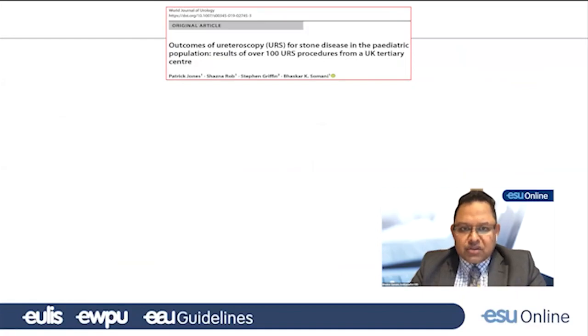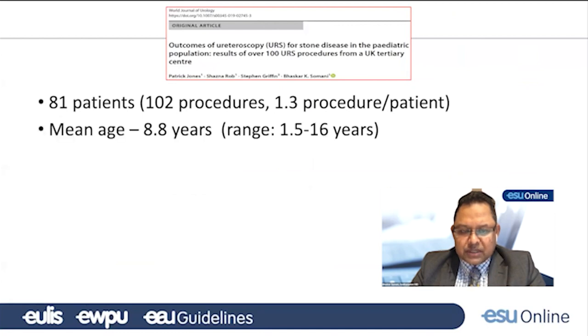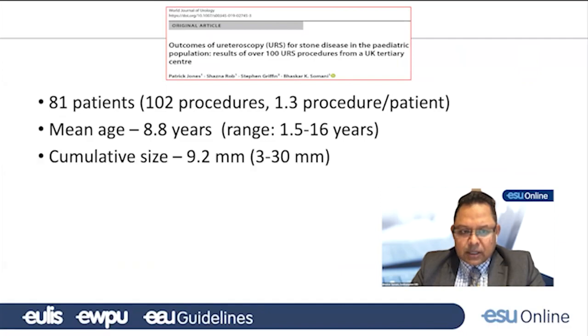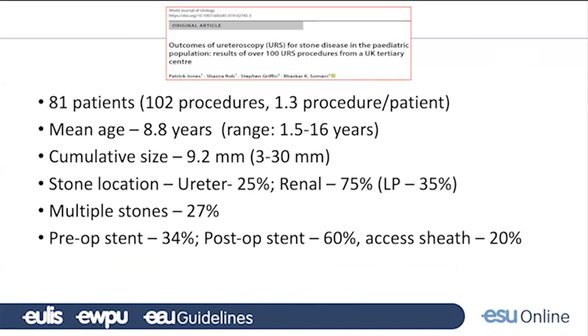So we have looked at our own series of ureteroscopy: 81 patients who had 102 procedures, 1.3 procedures per patient, with a mean age of 9 years and a wide range between 1 and 16 years. Cumulative stone size was 9 millimeters and ranged up to 3 centimeters. Three quarters of the stones were in the kidney, most in the lower pole, and multiple stones in one quarter. Pre-op stents were used in up to a third, post-op stents in 60%, lower than you'd expect in adults, and an access sheath in 1 in 5 patients.